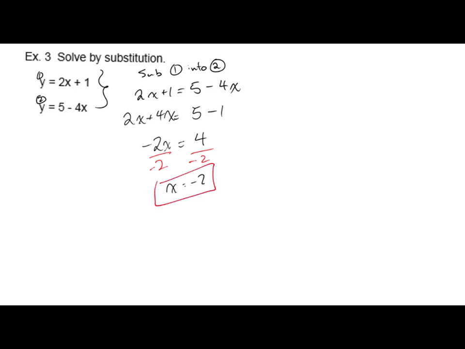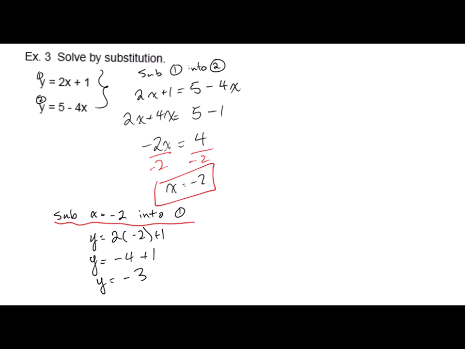And now what we need to do is calculate the final substitution. So now we're going to sub x equal to minus 2 into equation 1, which really means we have this. Y is equal to 2 times negative 2 plus 1, which means we have negative 4 plus 1, which means y is equal to negative 3.